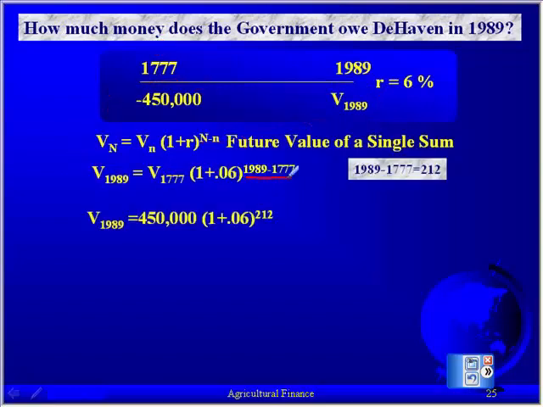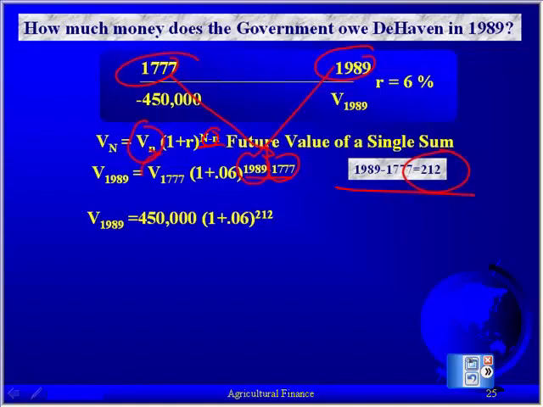In the number of periods, which is big N minus little n, our big N is 1989. Our little n is 1777. The difference is 212 periods. So this loan has been accumulating interest for 212 years. Okay, this present amount was in 1777, and that was $450,000. We're assuming 6% as our interest rate.